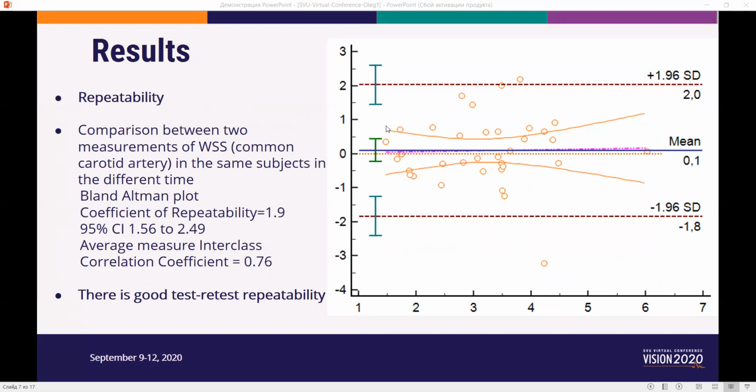Results. First, we needed to evaluate the test repeatability, or the comparison between two measurements of wall shear stress in the common carotid artery performed by the same trained sonographer on the same subjects at different time points. For this purpose, we used the Bland-Altman plot and average measure intraclass correlation coefficient. As you may see, there is a good test repeatability. The average difference between measurements was just 0.1, or about 3%.